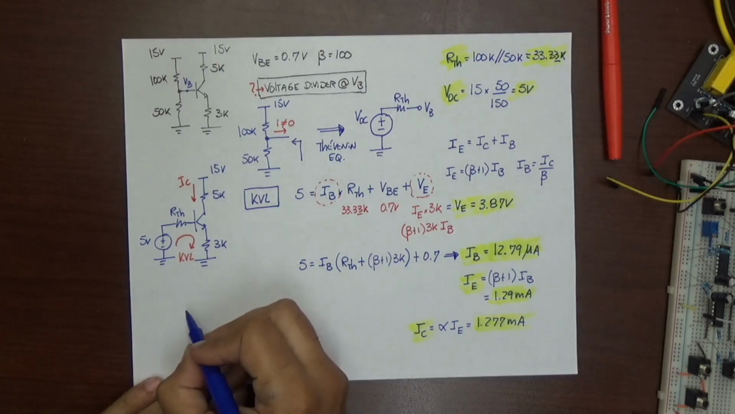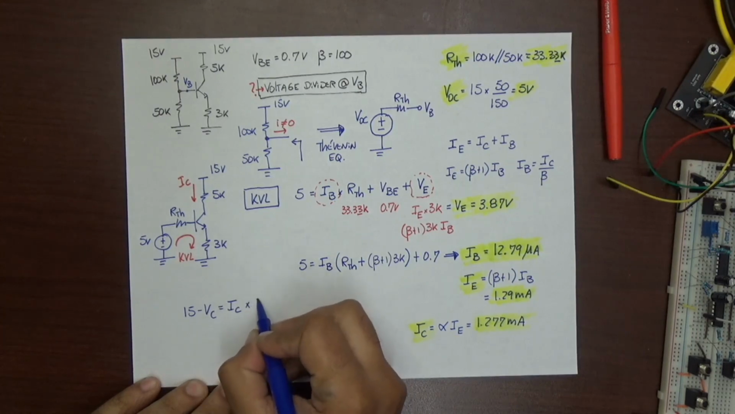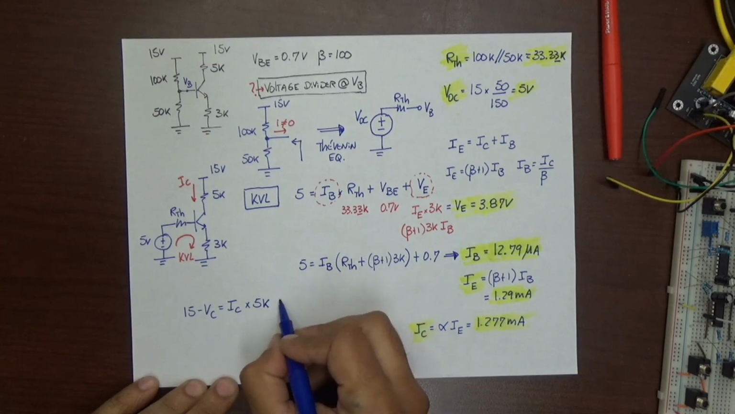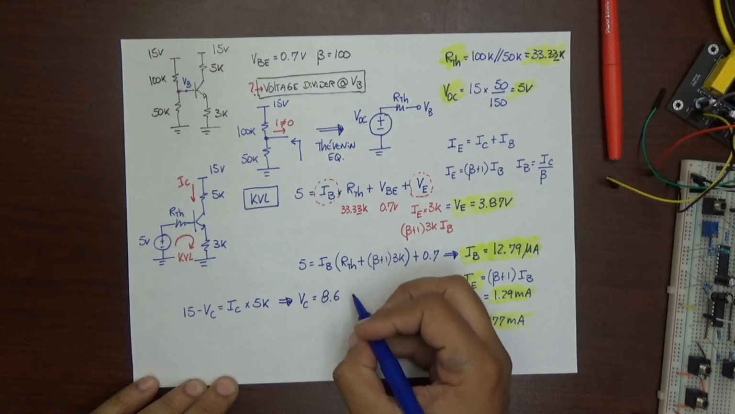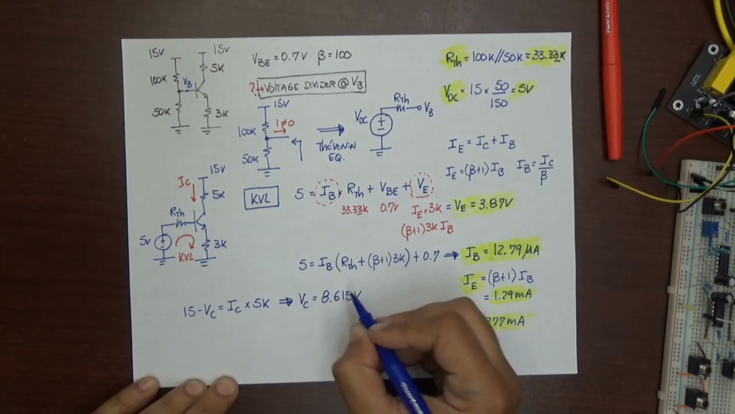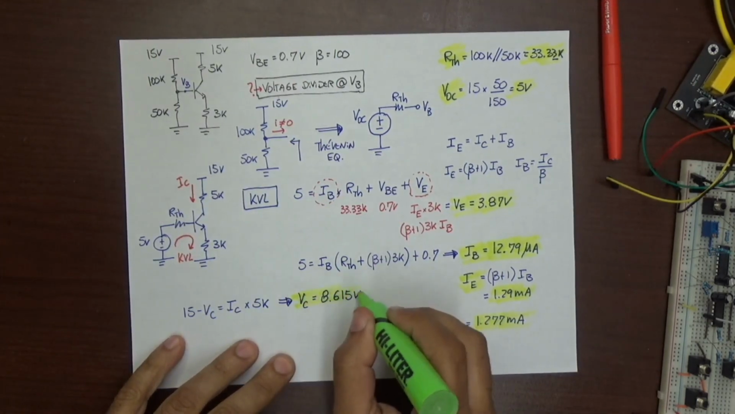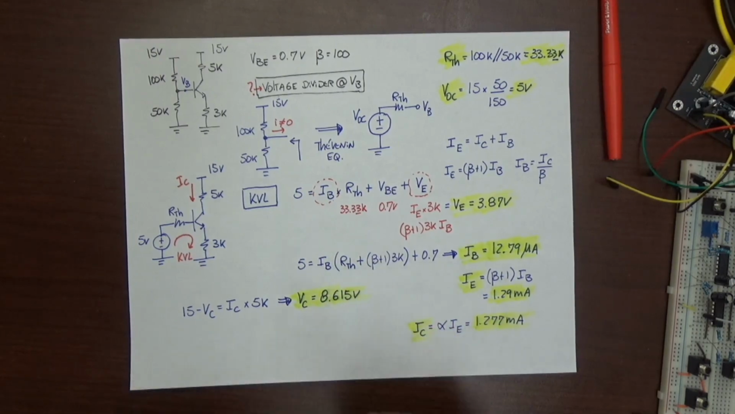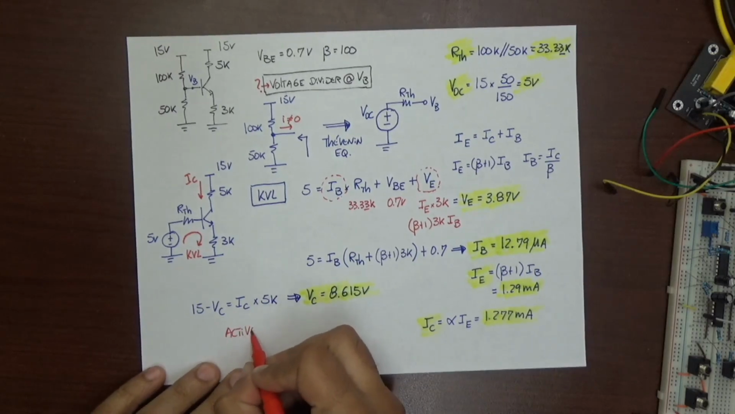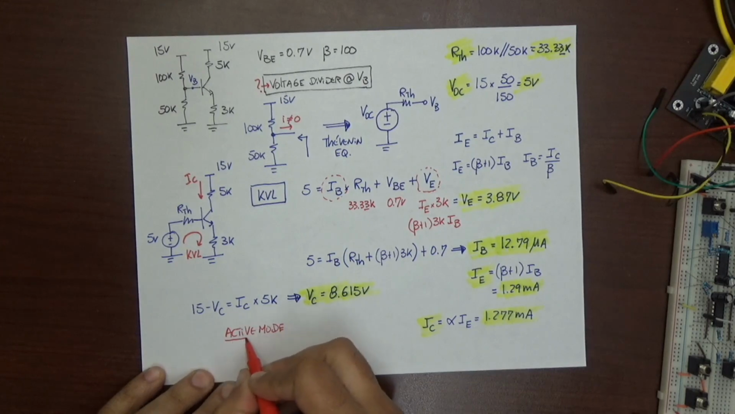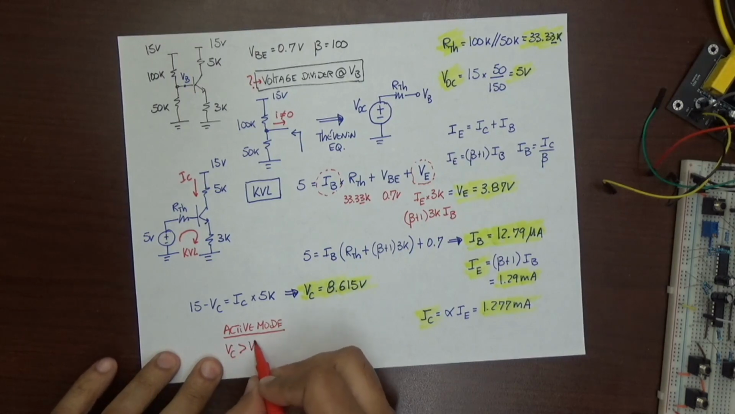So my 15 volts minus VC equals the current times the resistance, and rearranging all this, I get my VC, which is equal to 8.615 volts. All right, sorry that I need to highlight these because it helps me with the equations that I need to do. And in active mode, I know that VC needs to be greater than VB, and VB needs to be greater than VE.